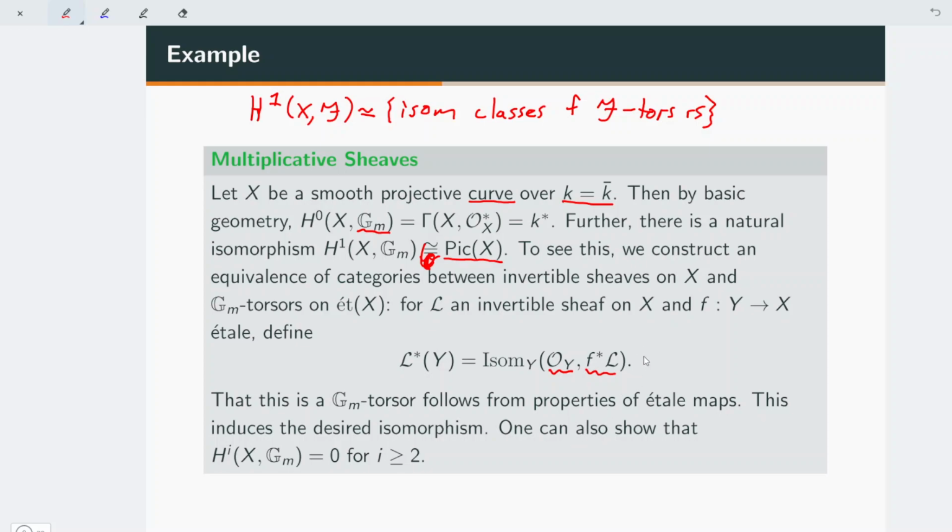And so then this equivalence descends to one on isomorphism classes, and this gives us that H1 of X in Gm is the same as the Picard group. You can also show, but again, this is even more involved and takes us too far afield, that the higher cohomology of X with coefficients in Gm vanishes. So it's only the 0th and the first ones that are interesting.